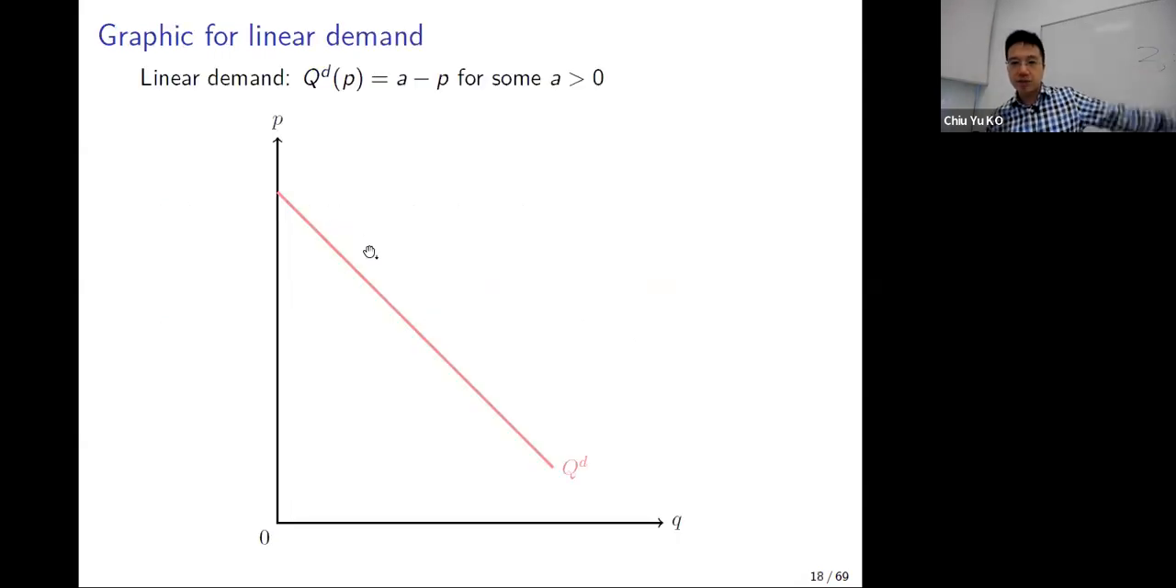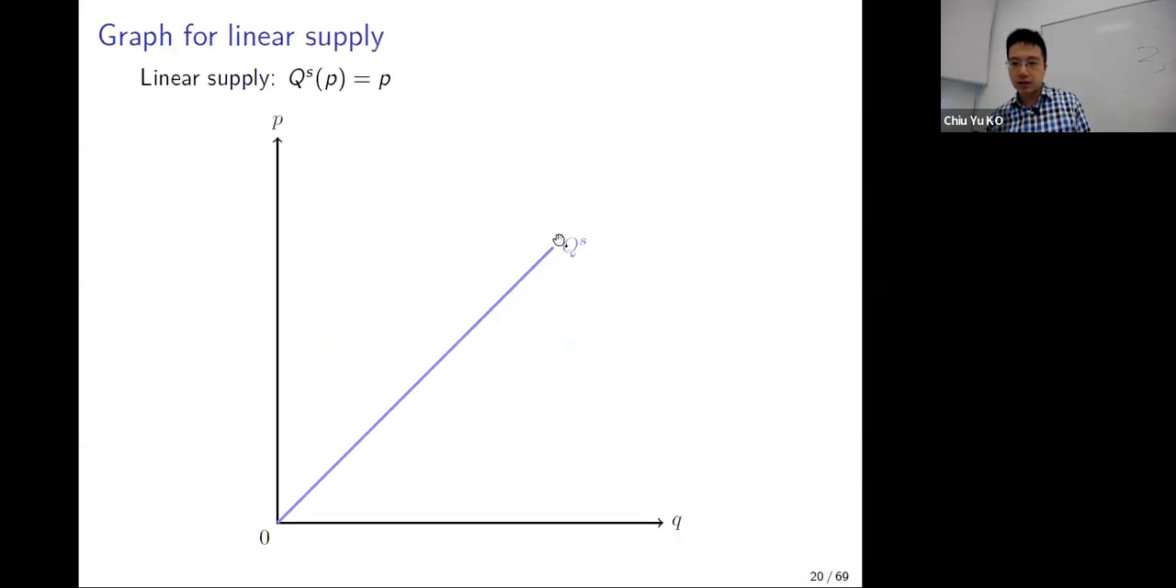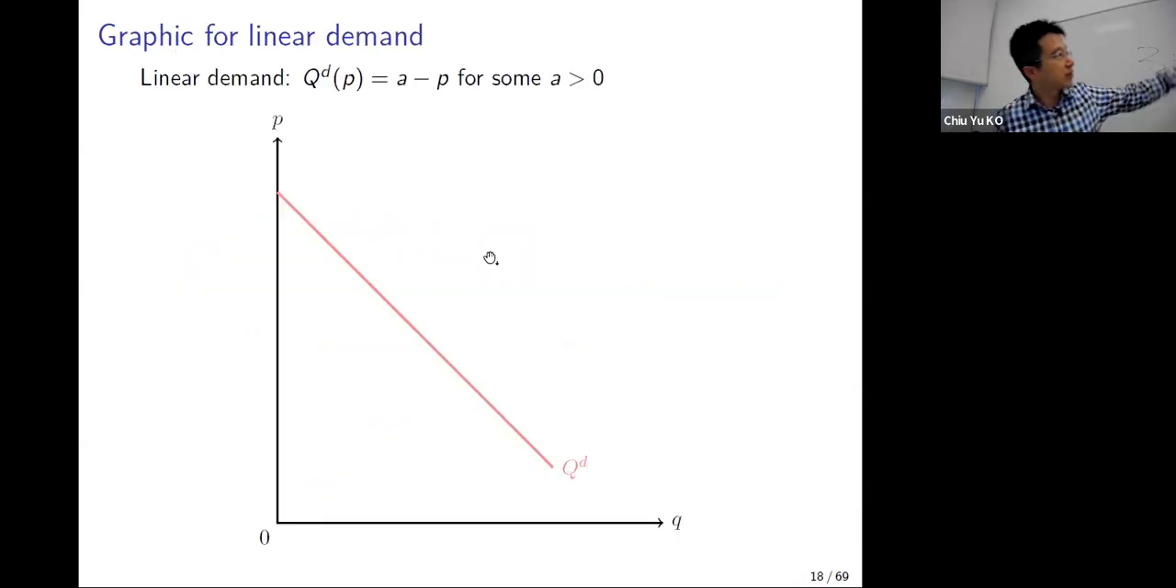So it's downsloping, and in the linear case, that would be very simple. You would just be linear. But in general, it's not linear. It can be any shape, right?